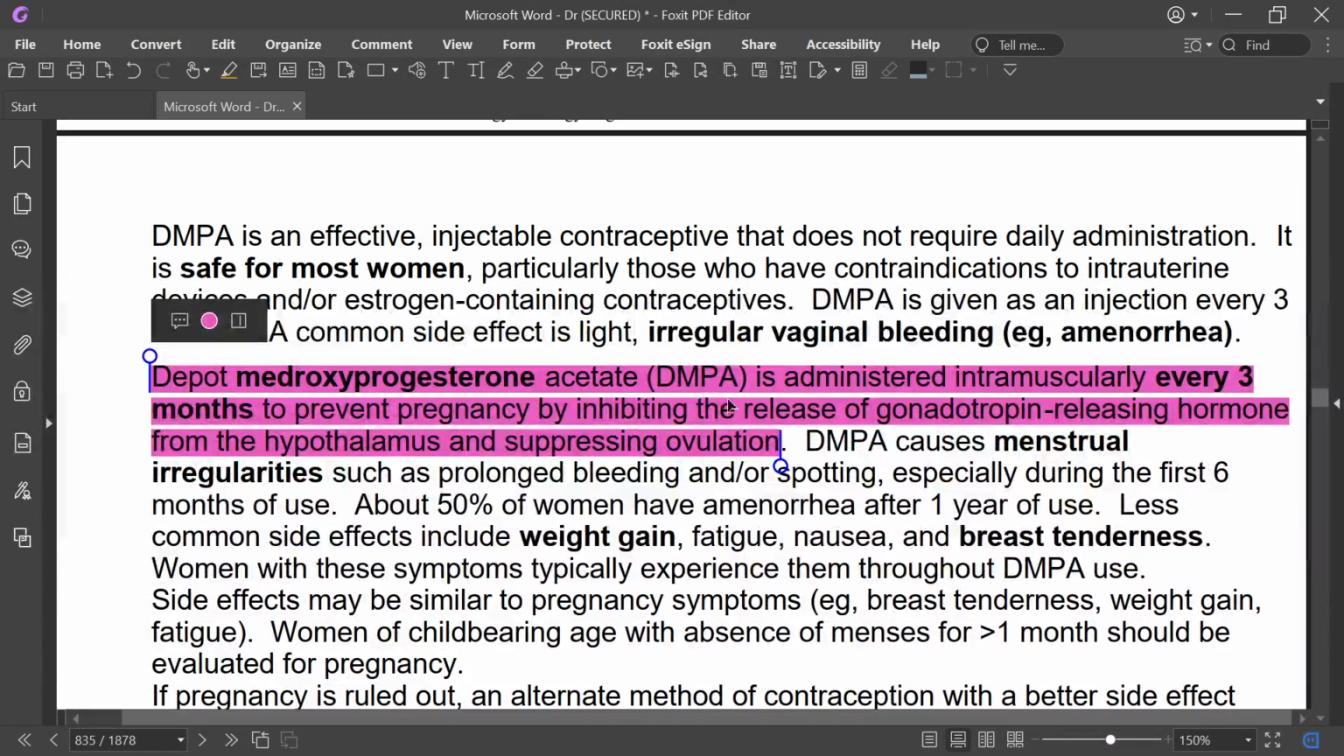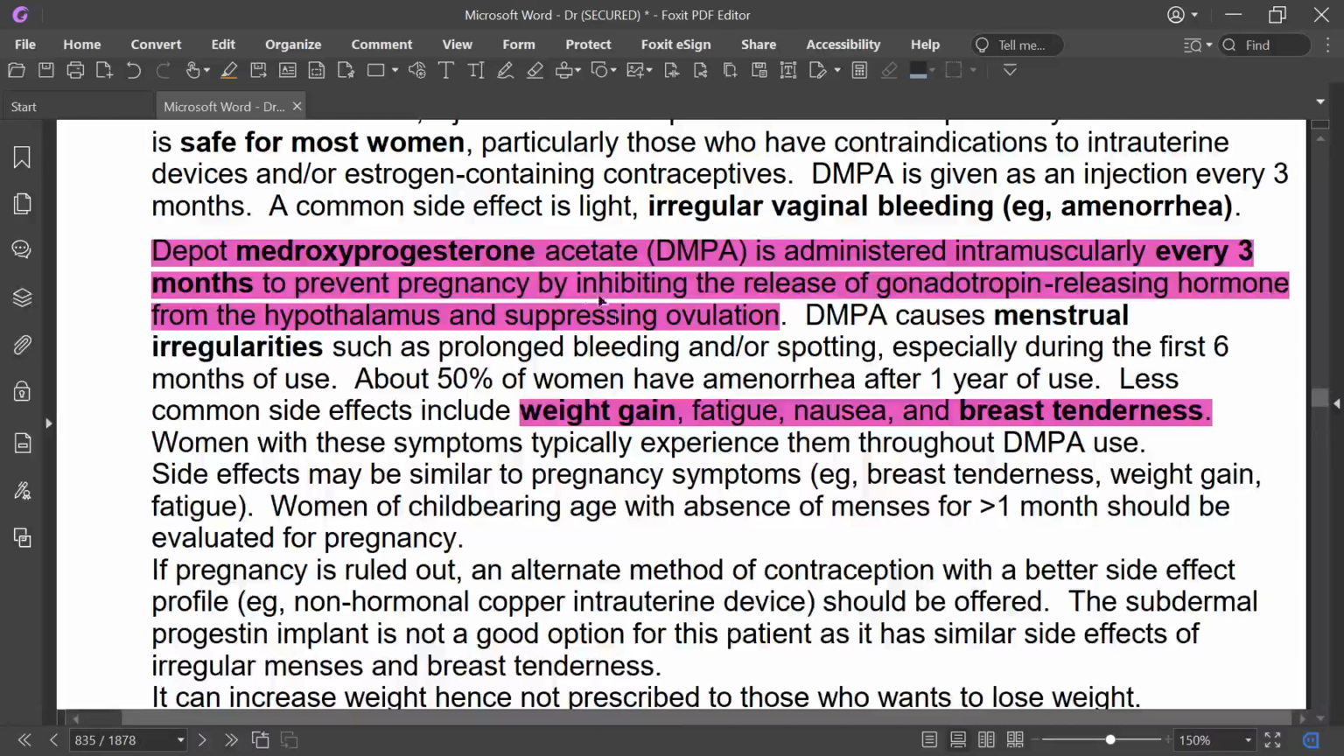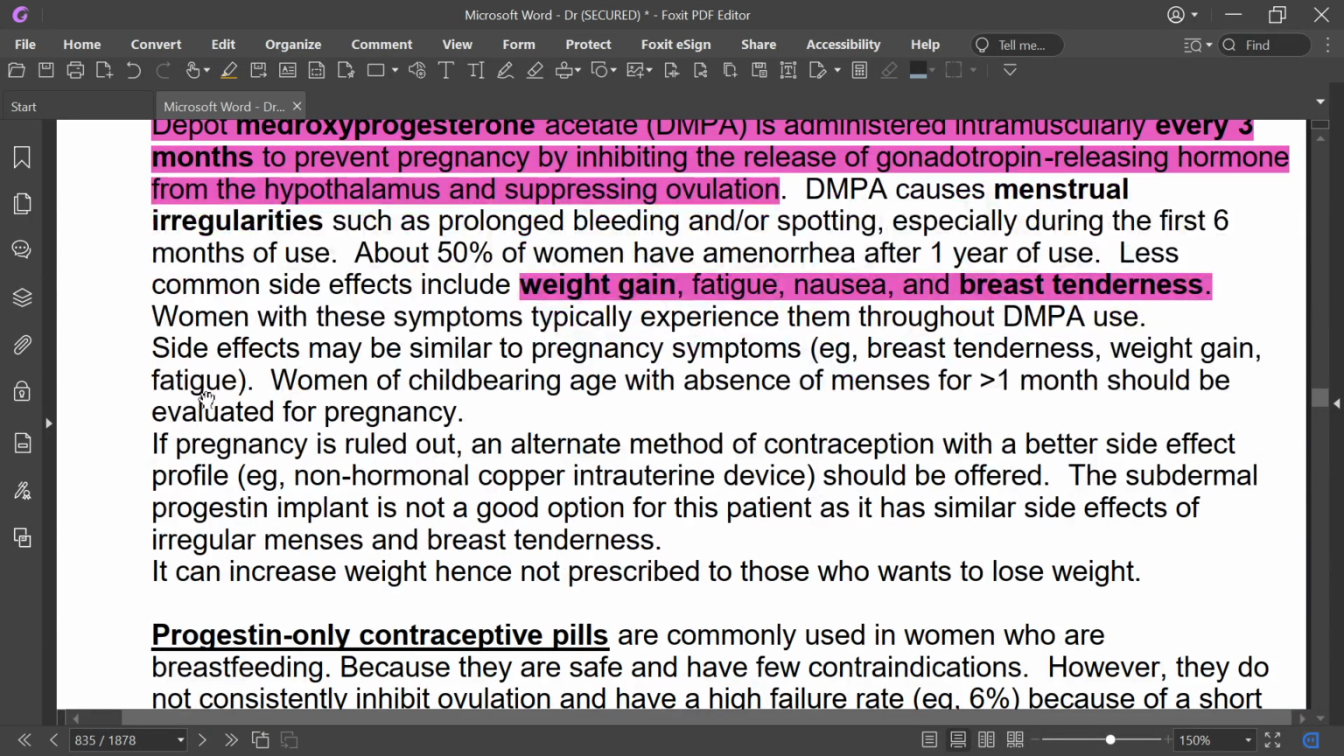DMPA causes menstrual irregularity and prolonged bleeding and spotting. During the first 6 months, and about 50% of women have amenorrhea after 1 year. Less common side effects: weight gain, fatigue, nausea, breast tenderness. Women with these symptoms typically experience them throughout the use of DMPA. Side effects include breast tenderness and weight gain.